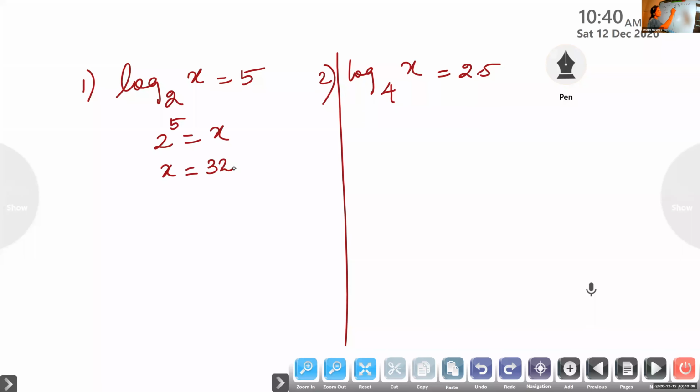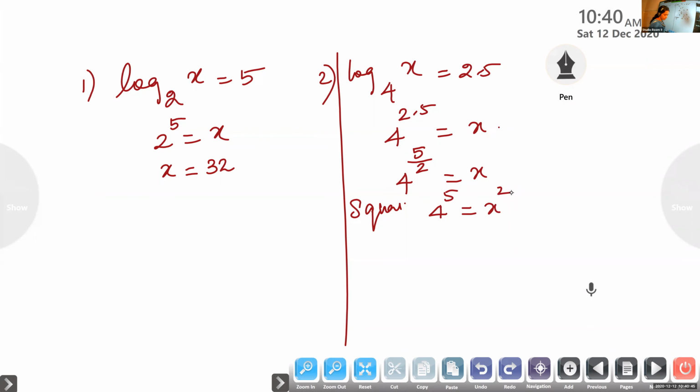The same way, look at this one. Log x to the base 4 is 2.5. So what is x? 4 raised to 2.5 is x, isn't it? 4 raised to 2.5 means it is 5 by 2. Now you square on both sides. When you square it, 4 raised to 5 is x square.